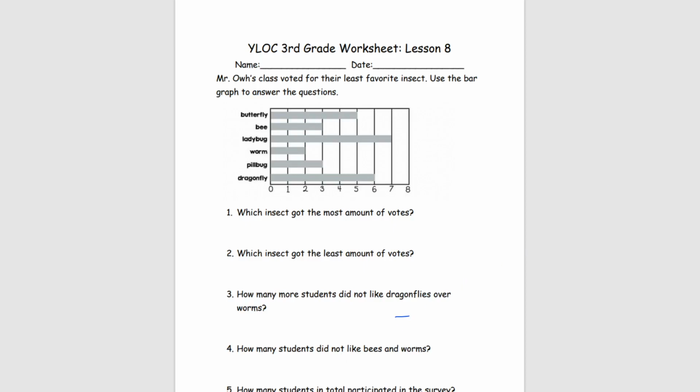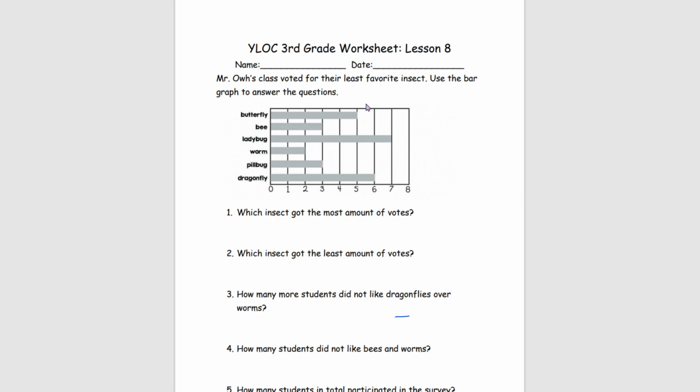Today we'll be going over Wildlife 3rd grade worksheet lesson number 8. To start off, we're going to be looking at Mr. Owl's class for their least favorite insect, and we're using the bar graph to answer the questions. The easiest way to start off is to count the number of bugs that got voted.